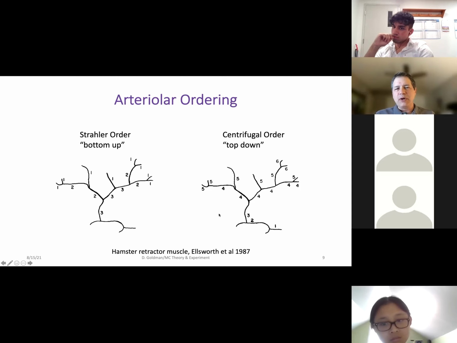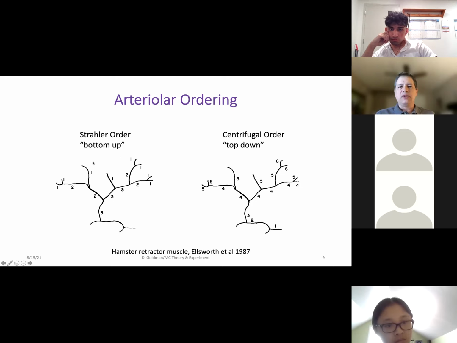When you're ordering these branching networks of arterioles, there's basically two ways to do this. There's a Strahler order, where you find the terminal arterioles and make them ones, and as they go up, you get higher orders. Or there's this centrifugal order, where you start at a large vessel, and as it branches down, you get to higher orders. So there are two different ways to order things.